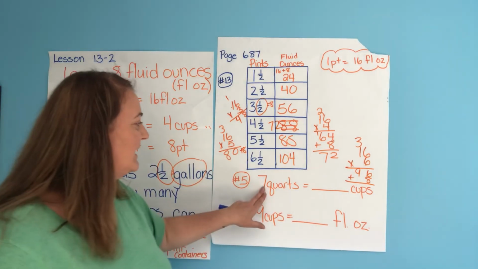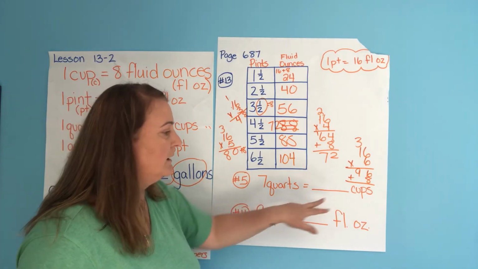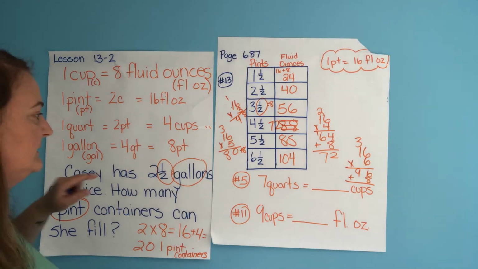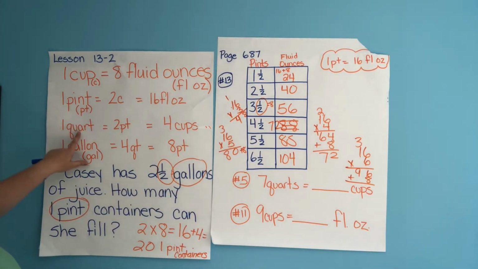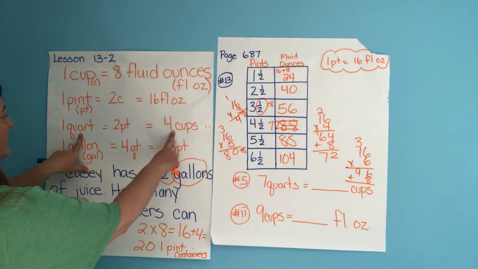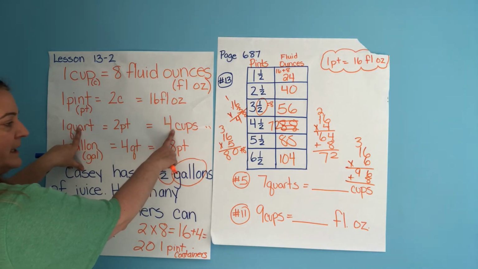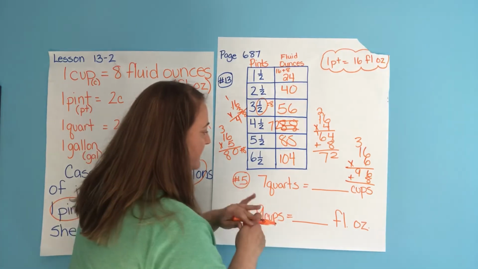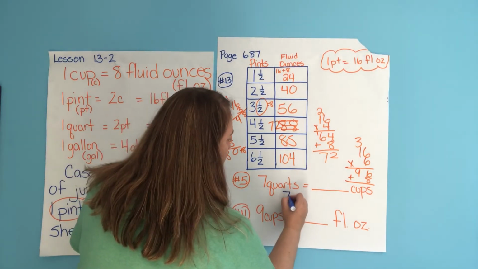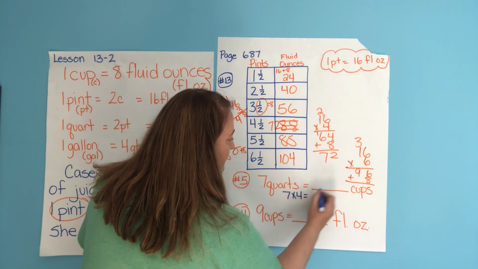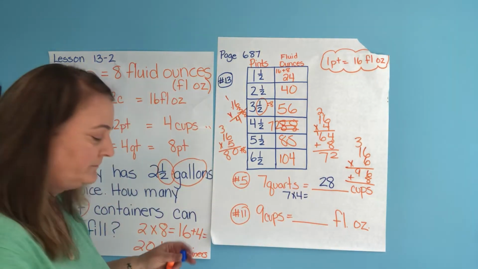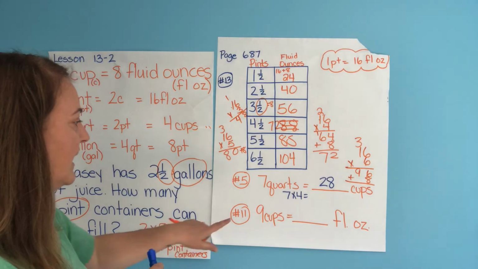All right, now we're talking about quarts. How many cups are in a quart? So we know that we have 7 quarts, talking about quarts and cups. So if 1 quart is 4 cups, 7 quarts is how many? So we're going to multiply 7 times 4 equals 28.